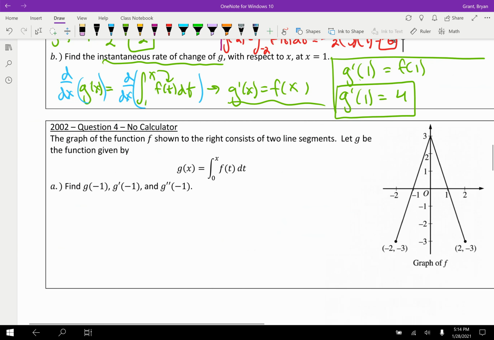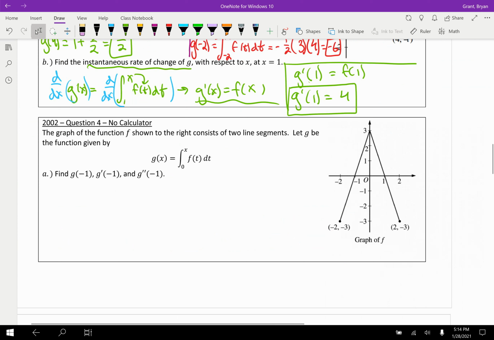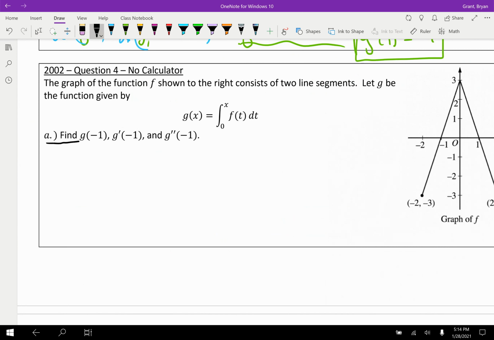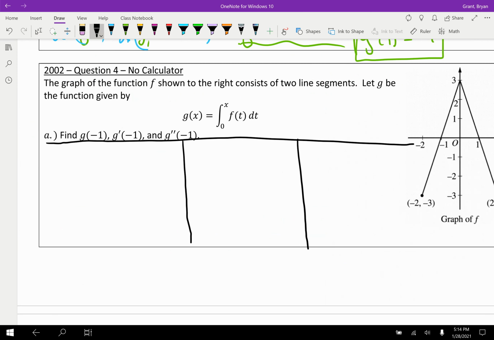Okay, we'll try one more, and then you guys have the rest of these to finish off on your own. All right. The graph of function f shown to the right consists of 2 line segments. G is this function. They love defining G to be an area or accumulation function. They're asking us for 3 items here, so I'm going to split this into 3 pieces, like so. Hopefully that's enough room. Let's start with G of negative 1.